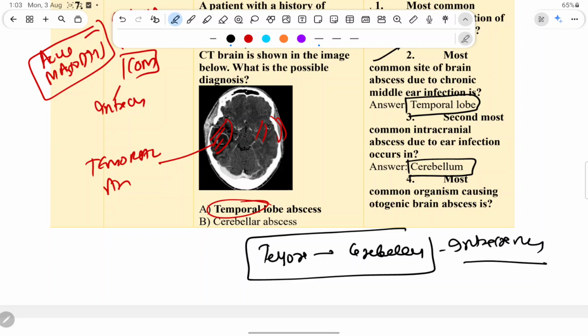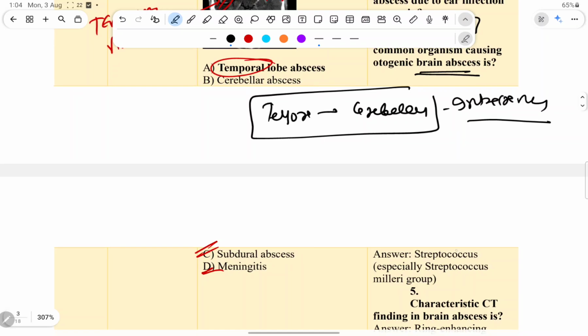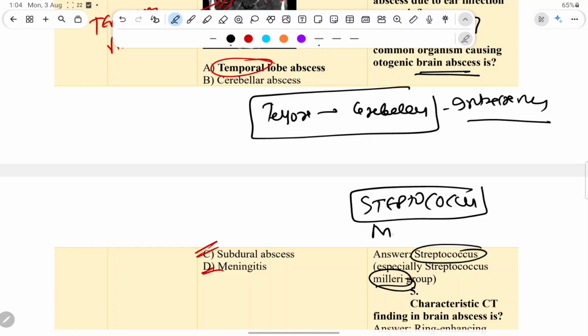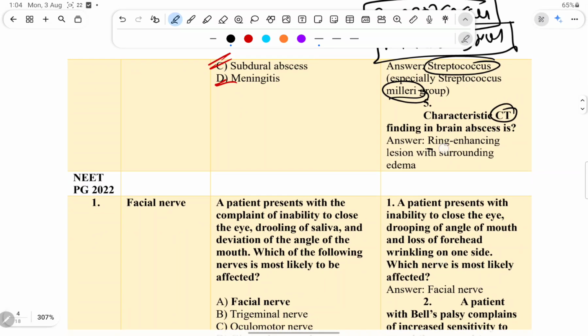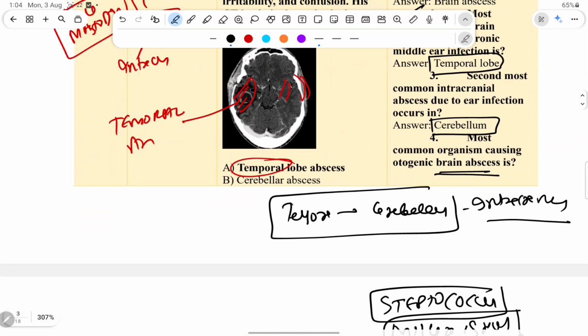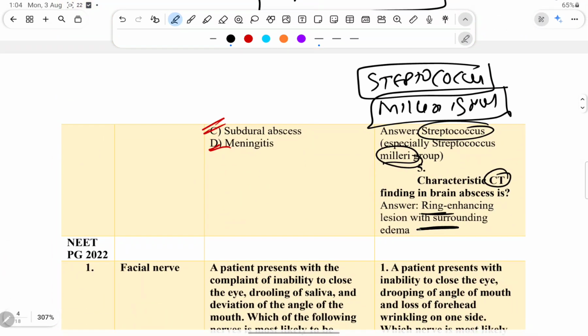Most common organism causing otogenic brain abscess? In otogenic infections the answer is either Streptococcus or Staphylococcus. In this case it is Streptococcus, the milleri group. Streptococcus milleri group. The characteristic CT finding is a ring enhancing lesion, with an enhanced ring present with surrounding edema.